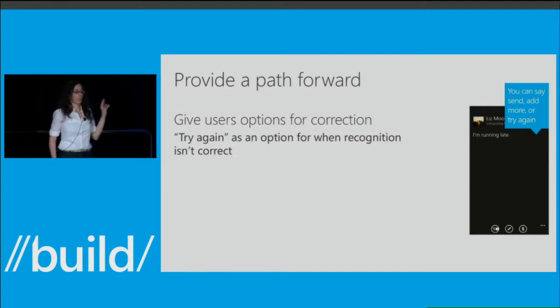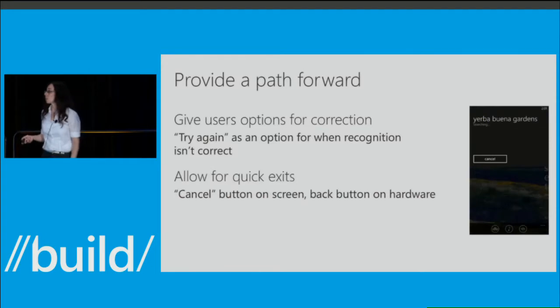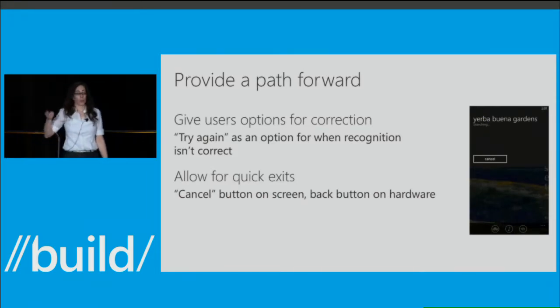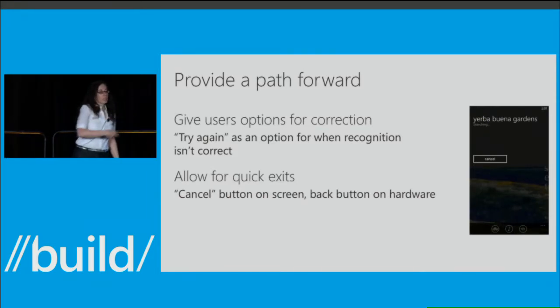We integrated it all right in there. The try again is the oops, we got it wrong. It's not some separate state. It's just all part of the same thing, but it's allowing that quick recovery. You can also, as you're moving people along, just give them a cancel button. We're about to go do a search for Yerba Buena Gardens.